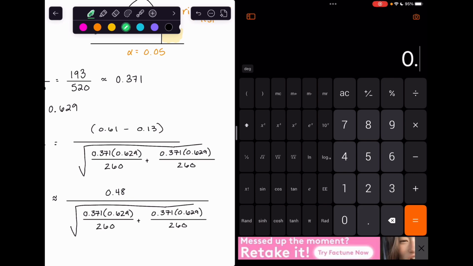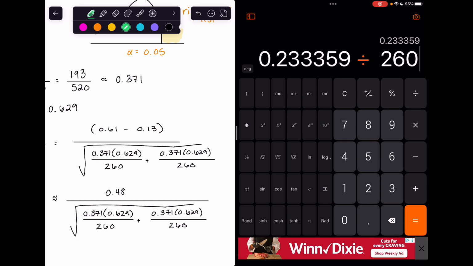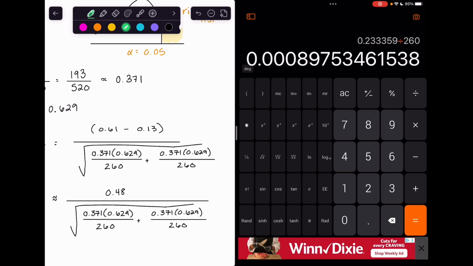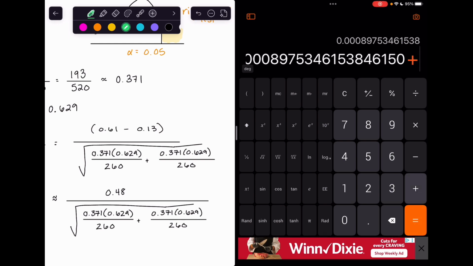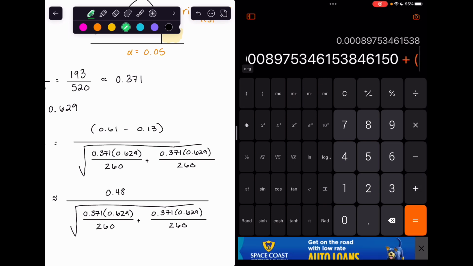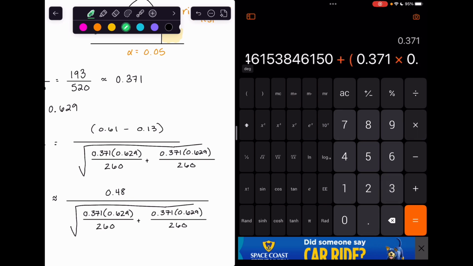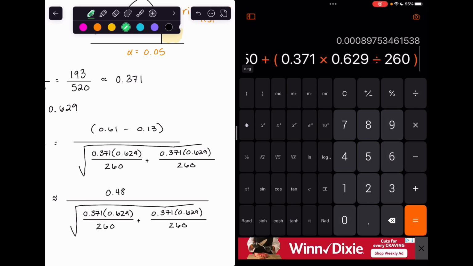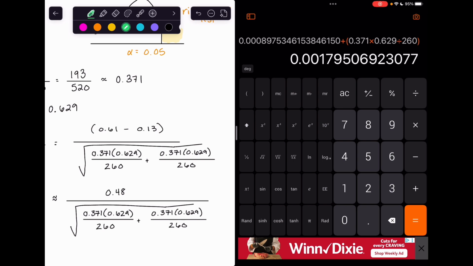So I need to take 0.371 times 0.269, and then I'm going to divide that by 260. And then really I need to add the same thing, but I have to be careful here. I'm going to put all of this in a single line inside some parentheses. So I need 0.371 times 0.629 divided by 260. And so that's everything inside my square root.